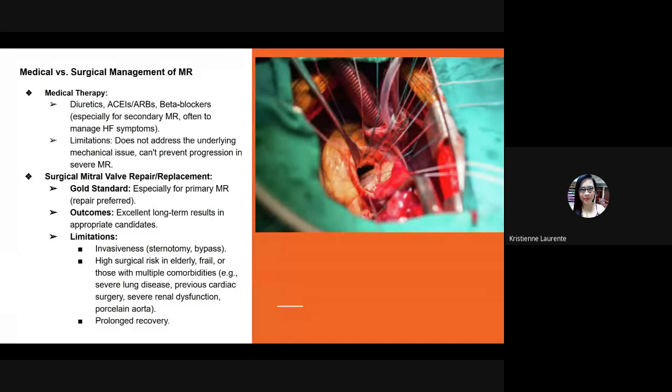So the limitation of this medical therapy is that it does not address the mechanical defect. So despite helping reduce the symptoms, it does not treat the defect. So for severe primary MR, medical therapy cannot correct the anatomical defect. The valve remains leaky and the progressive volume overload of the left atrium and ventricle is still there.